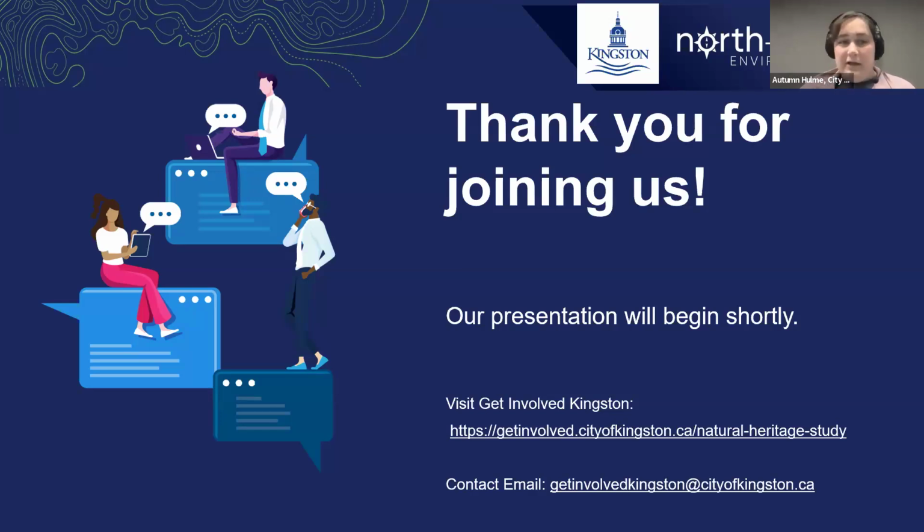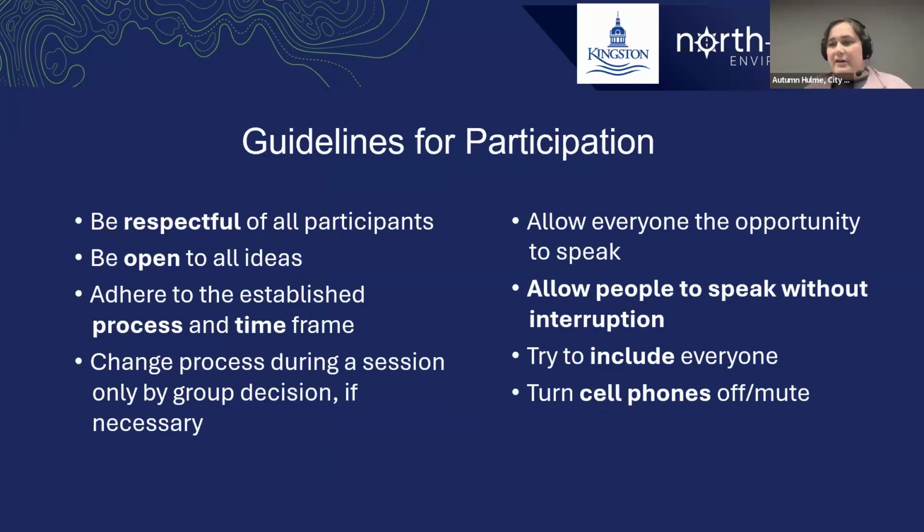My name is Autumn Hume. I'm a communications officer and engagement advisor with the City of Kingston. I support city project teams as they do public engagement. So I'd like to thank you all for joining us here tonight. I'm just going to run through a couple intro slides, and then we're going to toss it over to a presentation, and then we'll get into a question and answer period.